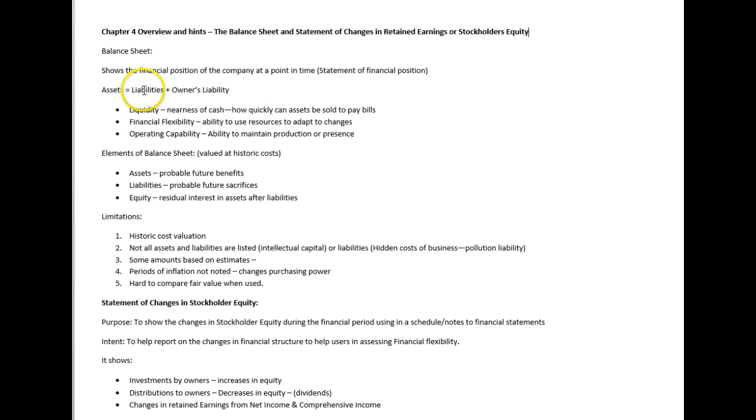The balance sheet shows the financial position of the company at a certain point in time. It's also called the statement of financial position. This brings up the accounting equation: assets equal liabilities plus owner's equity. This is the starting point for your financial statements. The assets, liabilities, and owner's equity are also considered the elements of the balance sheet.